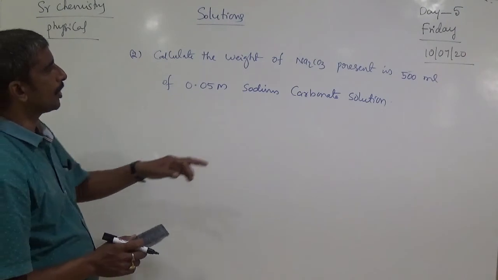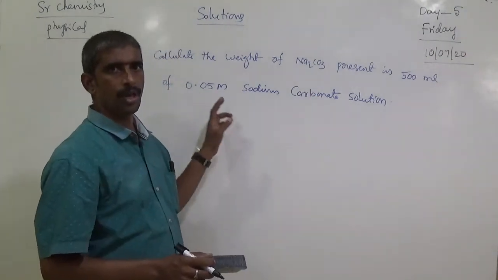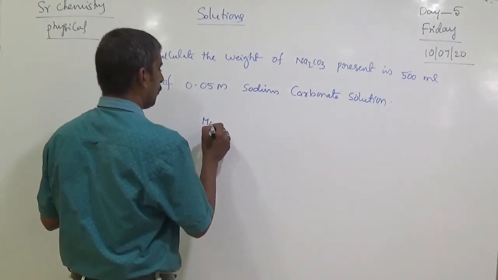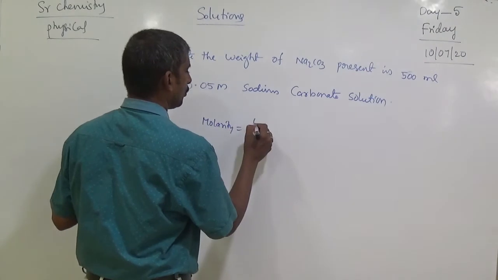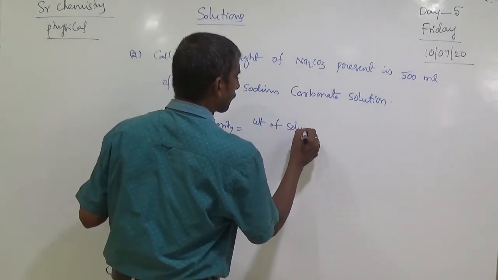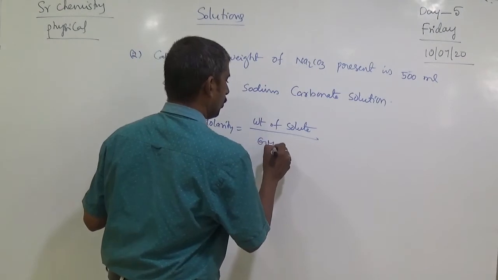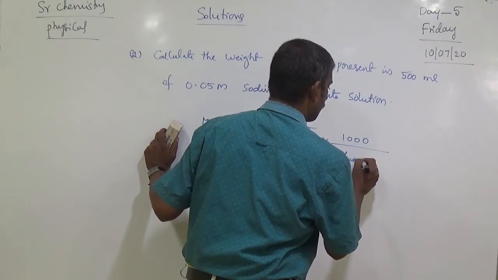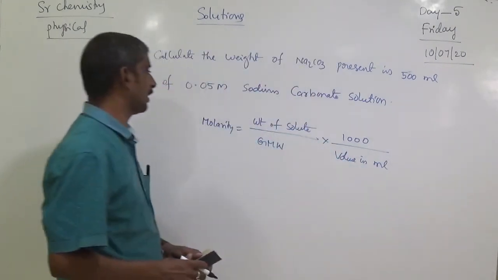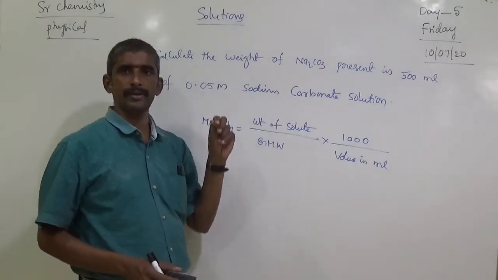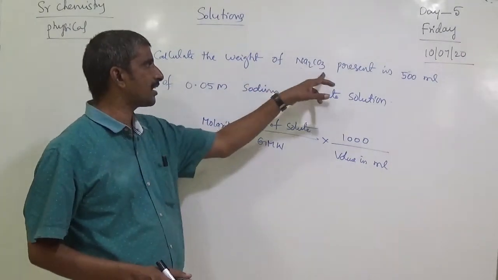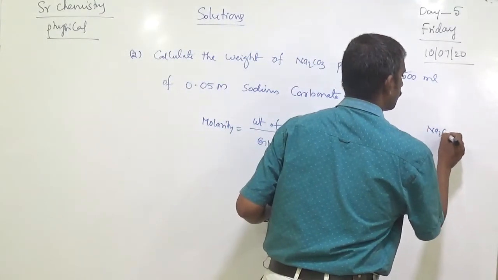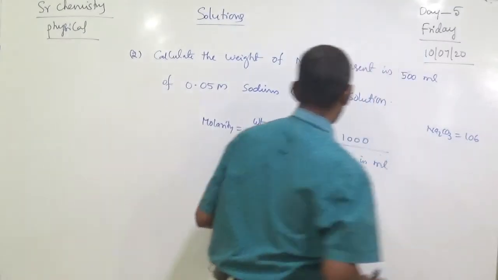Okay. Here molarity and volume are given. We know molarity and volume. How can we calculate the weight? First, I will write the molarity formula. Molarity M equals weight of solute by gram molecular weight of solute into 1000 by volume in ml. In this case, the solute is sodium carbonate, an anhydrous compound. Sodium carbonate molecular weight is 106.